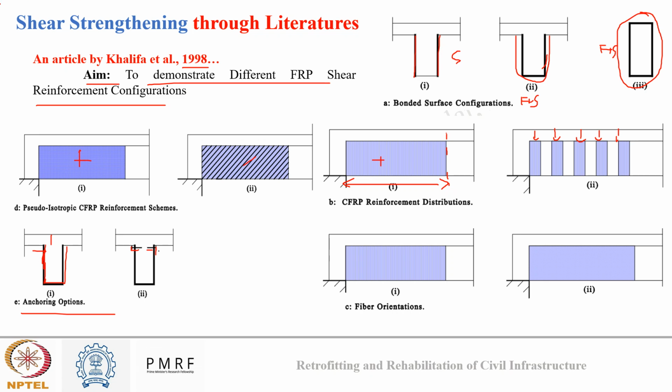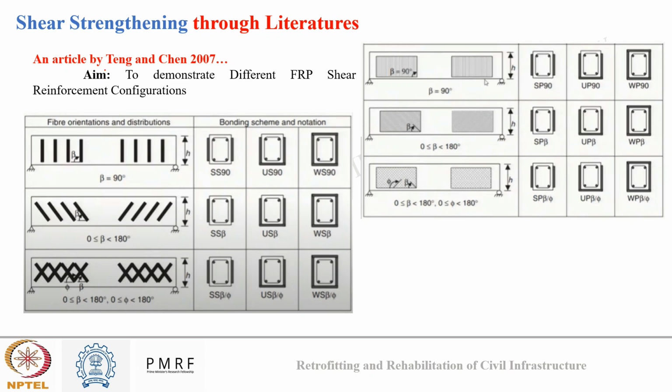And my fiber orientation, as I talked here, can also change. It can be 90 degree or 0 degree or 45 degree or even a combination of them. So in this way, several configurations can be opted for shear reinforcement that was talked about in this literature. Then there was one more article published by Tang and Chain in 2007, and their aim was to demonstrate different FRP shear reinforcement configurations. Again, they talked about configuration.